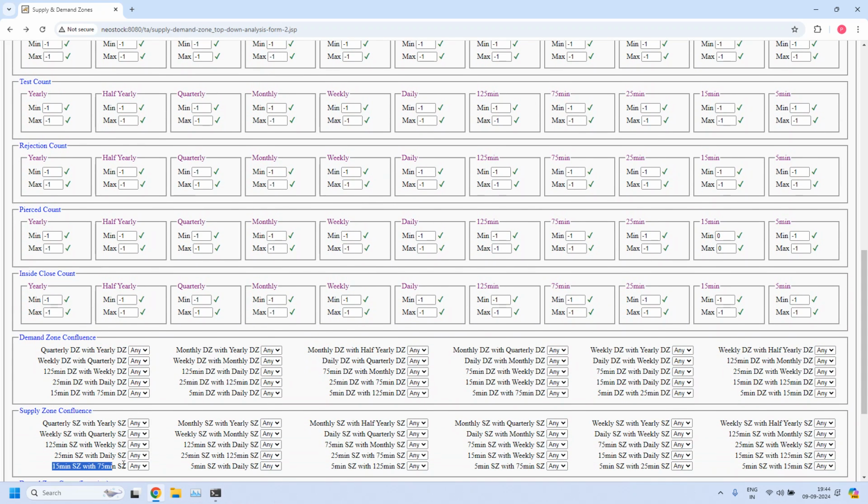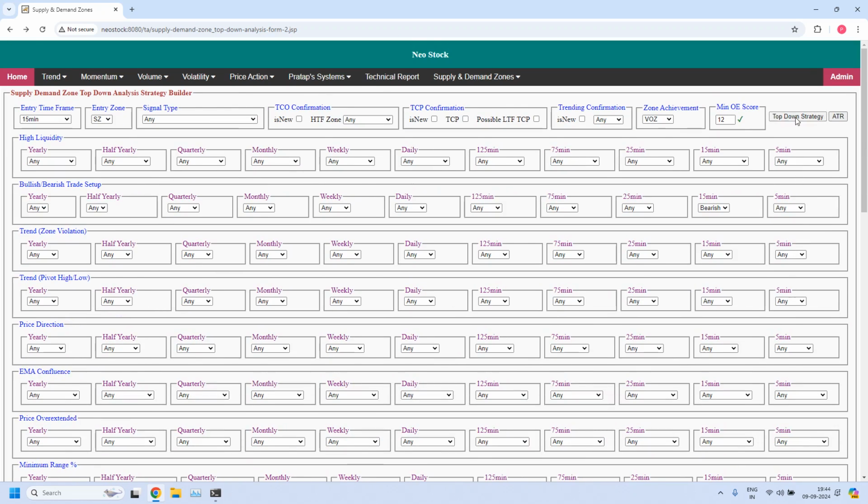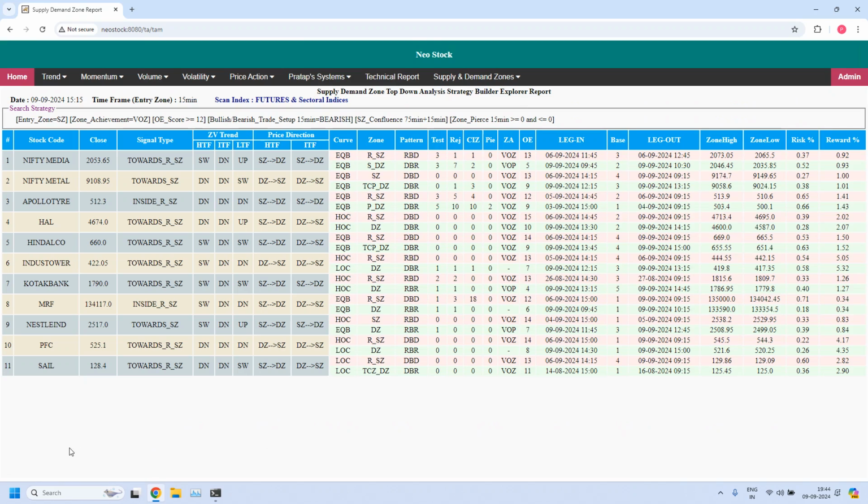So we have 15 minutes supply zone with 75 minutes. I am enabling it. Let's verify. So 11 stocks. All these 11 stocks are having even ITF confluence. 15-minute zones are part of the 75-minute zones, and the 75-minute trend is a downtrend.